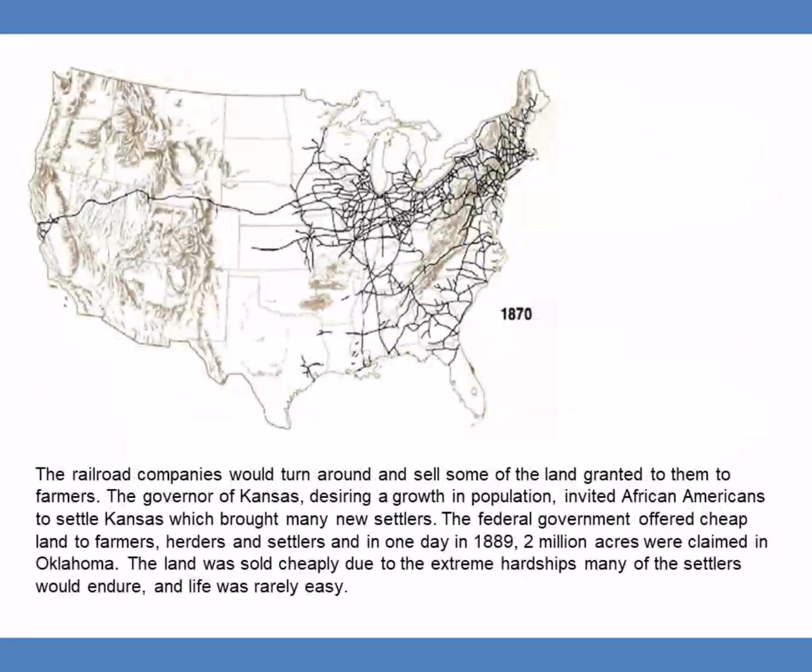The railroad companies would turn around and sell some of the land granted to them to farmers. The governor of Kansas, desiring a growth in population, invited African Americans to settle Kansas, which brought many new settlers. The federal government offered cheap land to farmers, herders, and settlers, and in one day in 1889, 2 million acres were claimed in Oklahoma. The land was sold cheaply due to the extreme hardships many of the settlers would endure, and life was rarely easy.